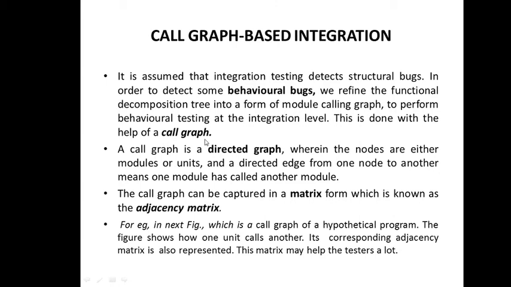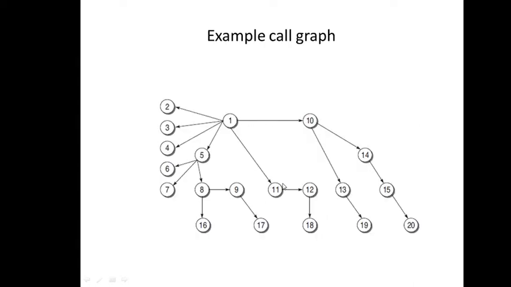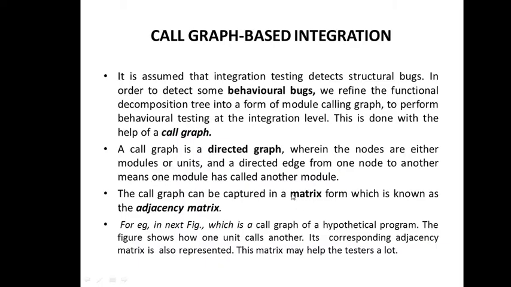So what do you mean by a call graph? A call graph is a directed graph wherein the nodes are either the modules or the units, and a directed edge from one module to another means one module calls the other. So just look at the example. This is a directed call graph where the nodes represent the modules or the units, while the edges simply mean one module is calling a second module. Or this one module calls this 5 module. In turn, 5 calls 6, 7 and 8 module. So this represents the relationship. This is how we make a call graph.